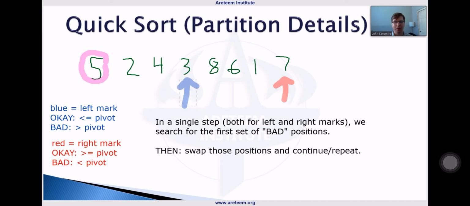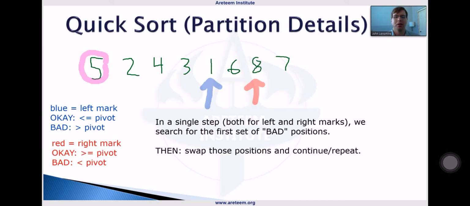So we move on to the 3, that is okay. We move on to the 6, that is not okay. Now, 7 is now automatically okay. We move to the 1, that is not okay. We've now found bad positions for the left and for the right. So now we again do a swap. So here we have an 8, and then our 1 gets moved that way as well.